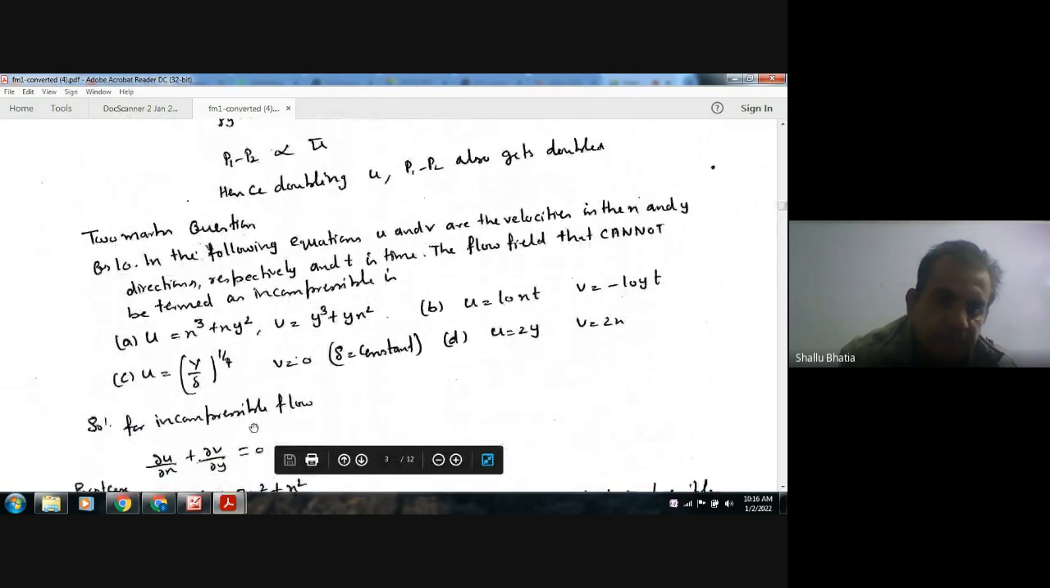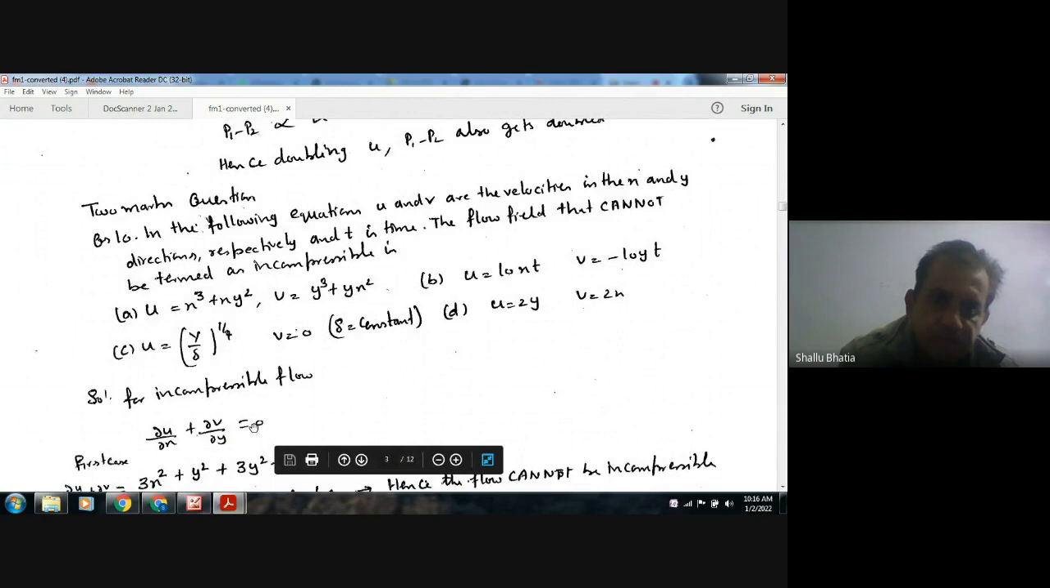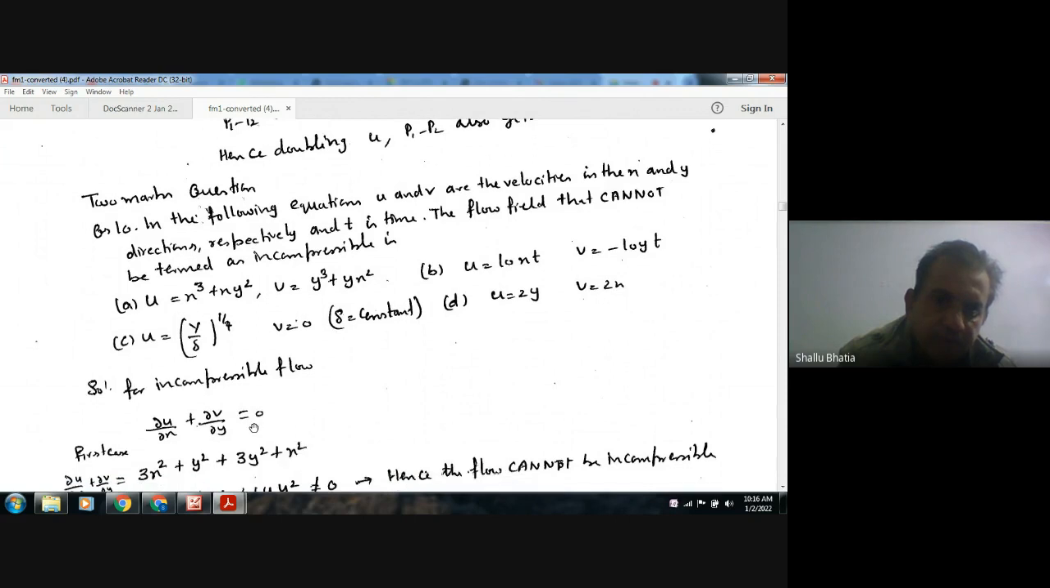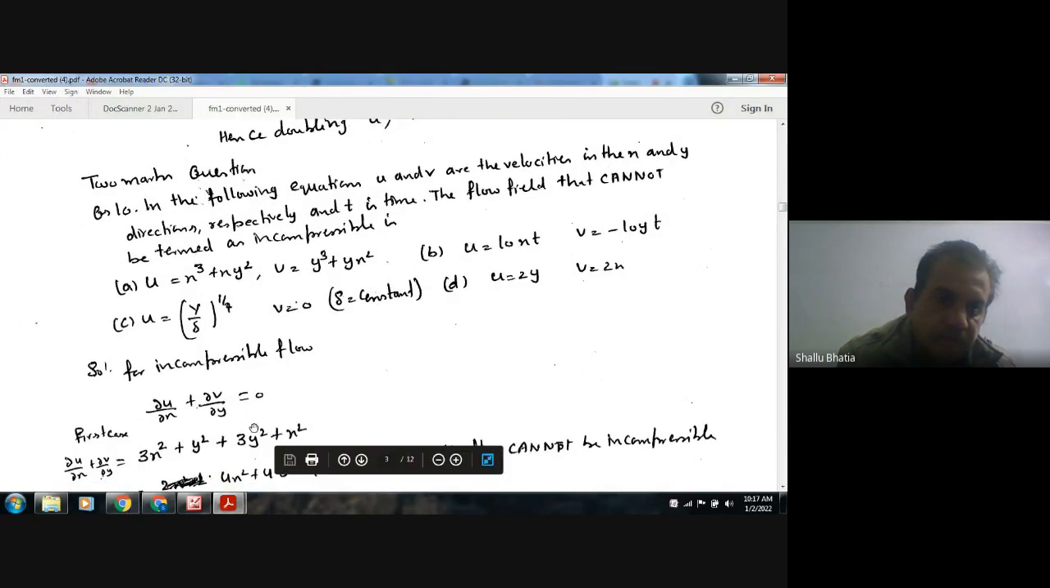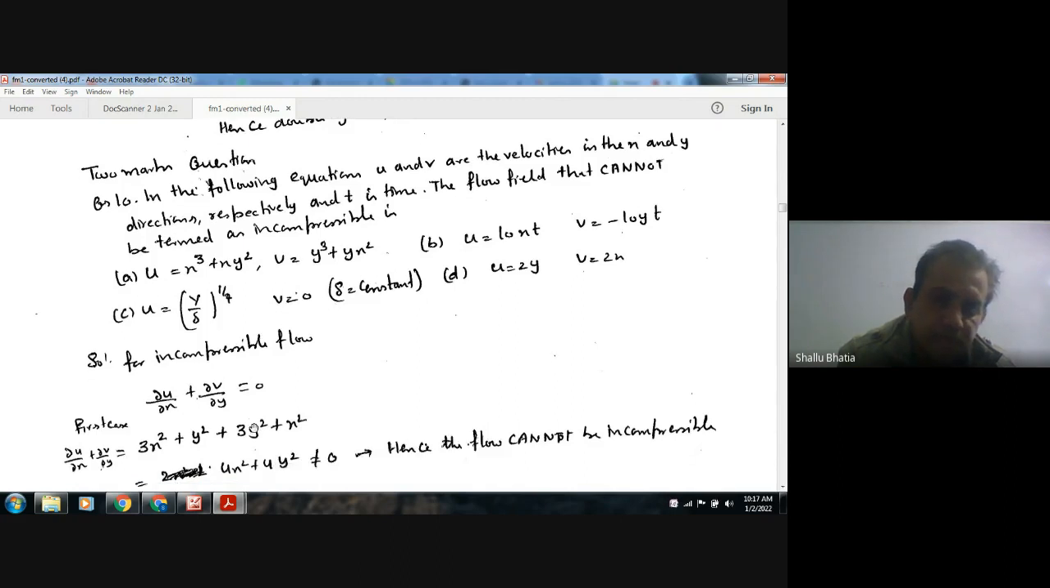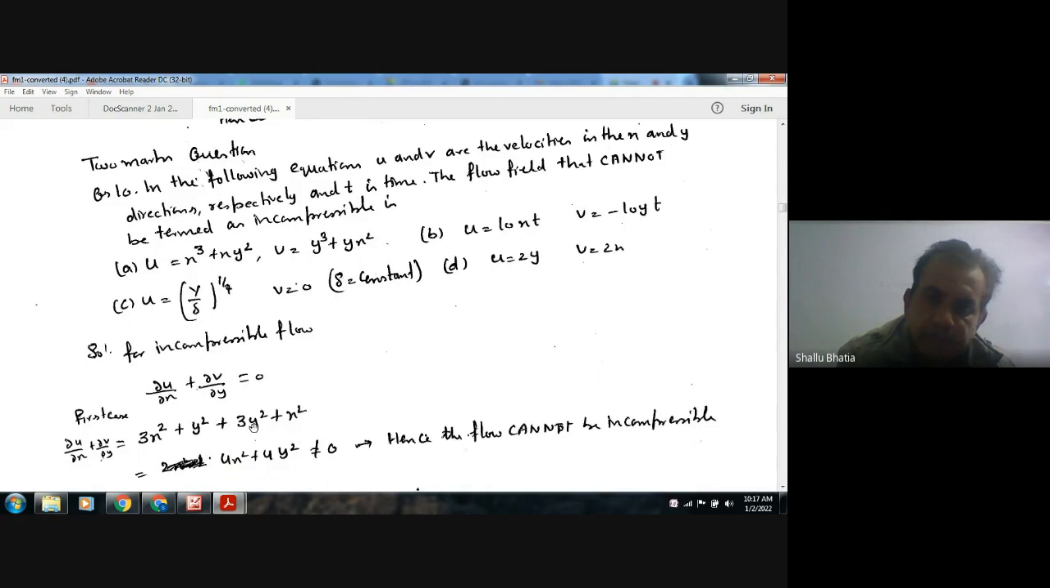Next, 2 marks question. In the following equations, u and v are velocities in x and y direction respectively at time t. The flow field that cannot be termed as incompressible is: A, u is equal to x cube plus xy square, v is equal to y cube plus yx square, and B, u is equal to 10xt minus 10yt... another option, u is equal to y by delta raised to power 1 by 7, v is equal to 0, delta constant, and u is equal to 2y, and v is equal to 2x.